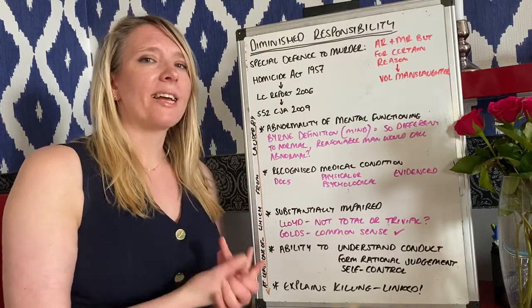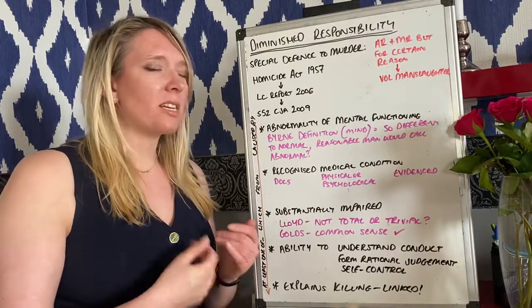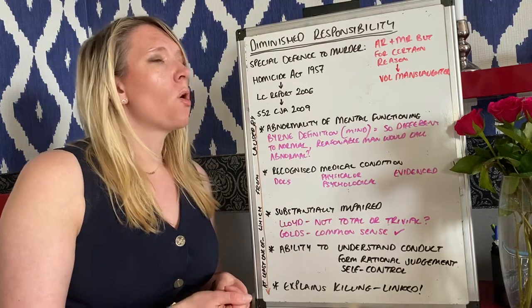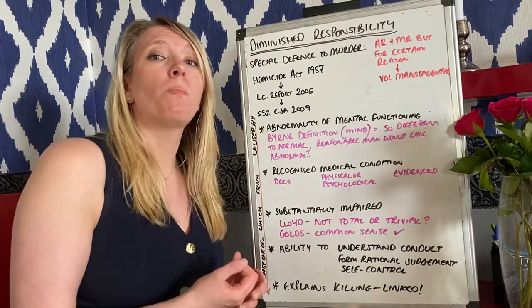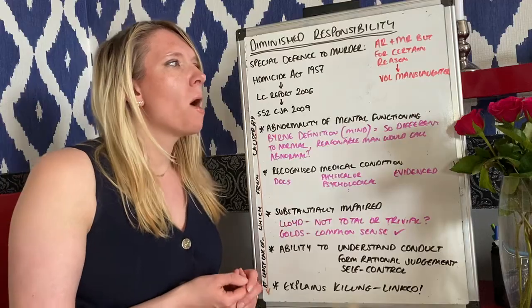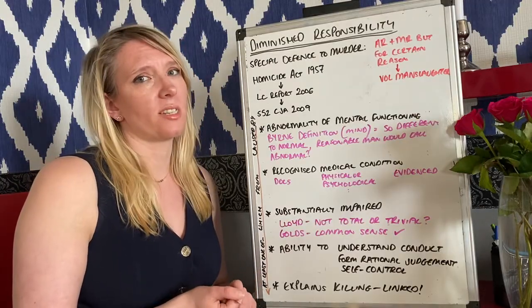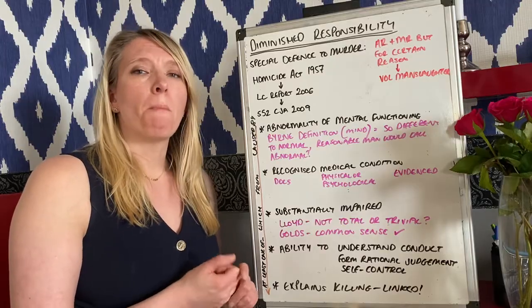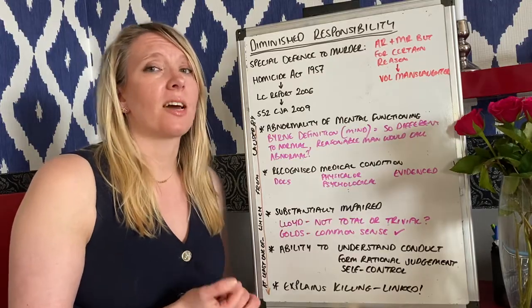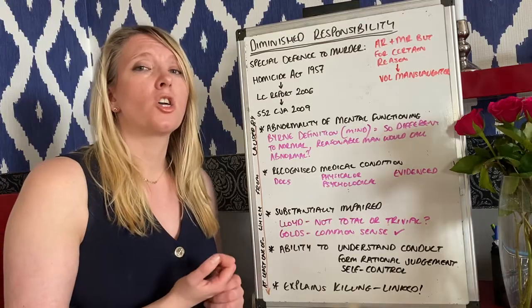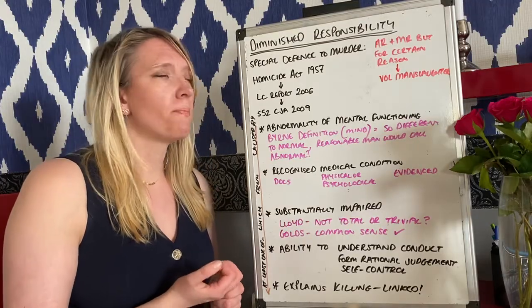Now, why is that important? Because we're saying something else influenced us, we aren't wholly culpable, we're not wholly to blame. And what that leads to is a conviction for voluntary manslaughter. Now, if you remember, murder has a mandatory life sentence. If you're convicted of murder, you must be given a life sentence.